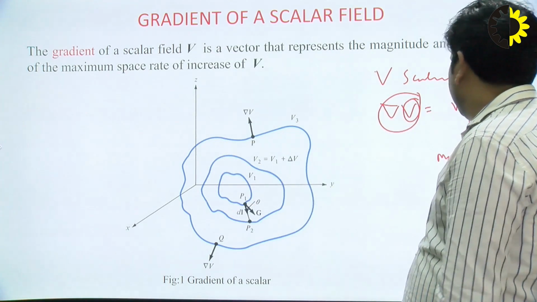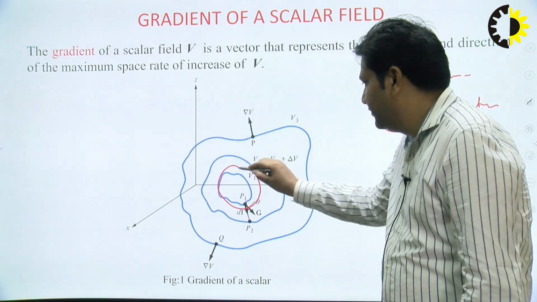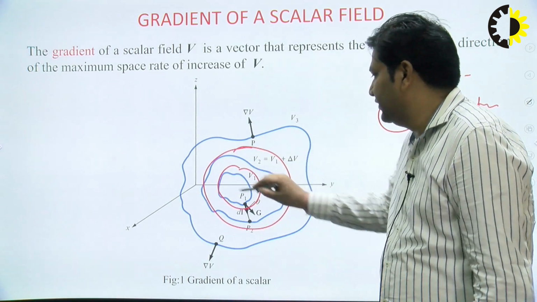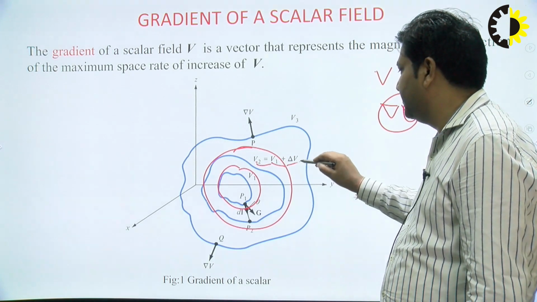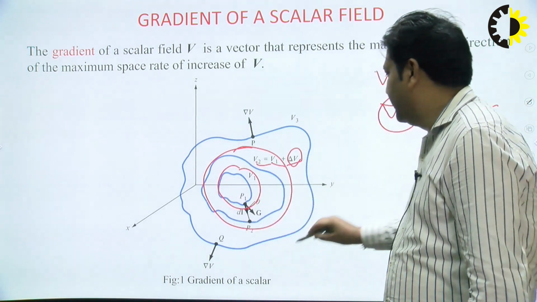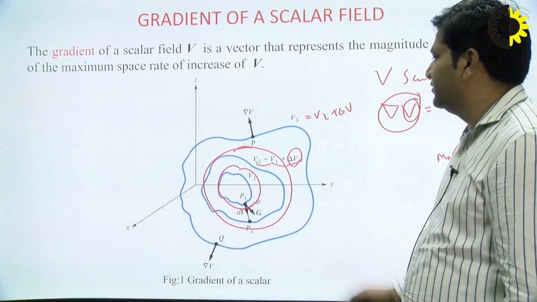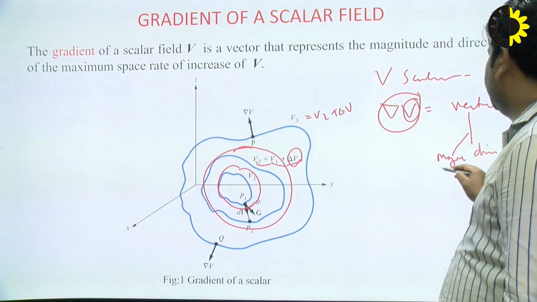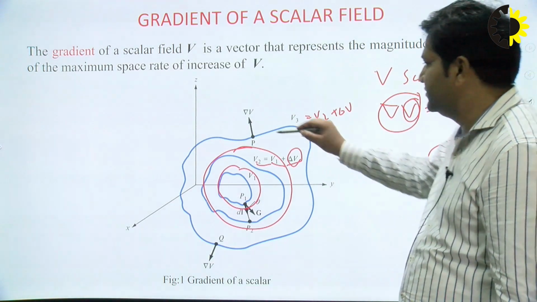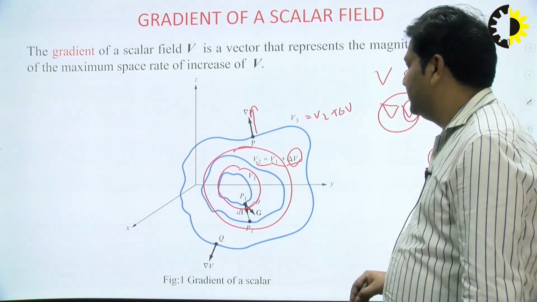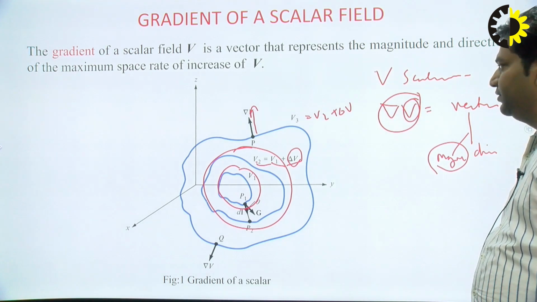So if this is V and it increases, then the scalar field is defined as V2, where V2 is V1 plus delta V, and V3 is V2 plus delta V. How much rate it increases represents the magnitude of the gradient, and the direction in which it increases is the direction of the gradient.